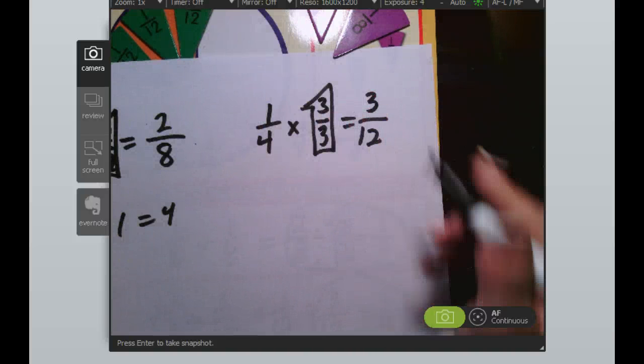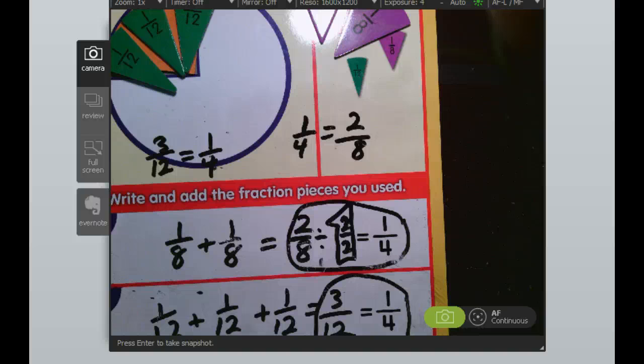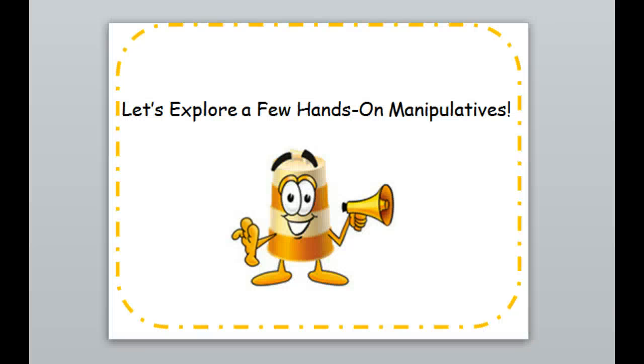1 times 3. So 3/12 would be my answer. Now, let's go back to simplifying fractions. I am going to pull out some little cards, and we want to find an equivalent fraction, but let's say that we don't have any manipulatives. We simply need to go based on our knowledge of numbers. So, let's pull that back up again.